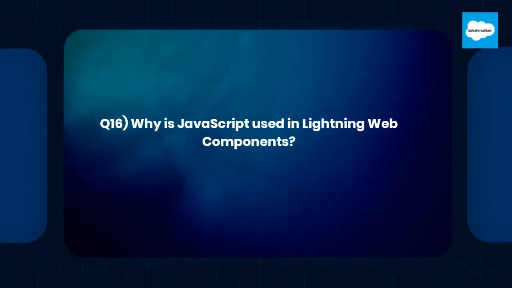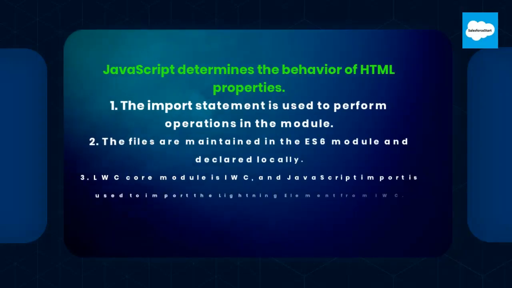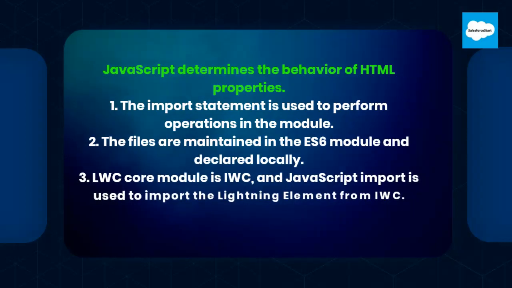Question number 16. Why is JavaScript used in Lightning Web Components? Answer: JavaScript determines the behavior of HTML properties. 1. The import statement is used to perform operations in the module. 2. The files are maintained in the ES6 module and declared locally. 3. The LWC core module is lwc, and the JavaScript import is used to import the LightningElement from lwc.